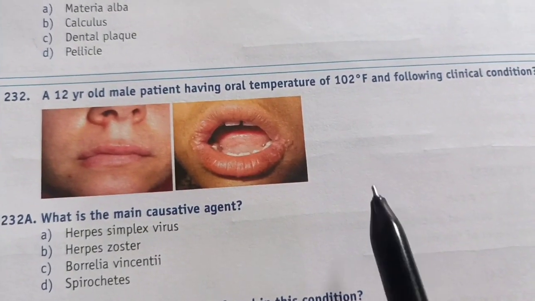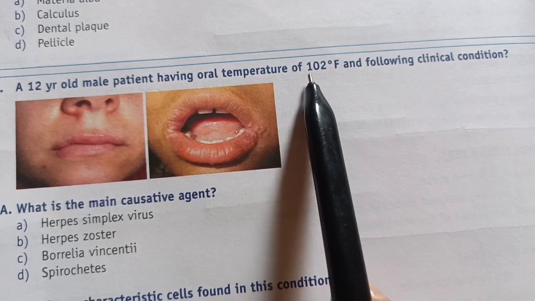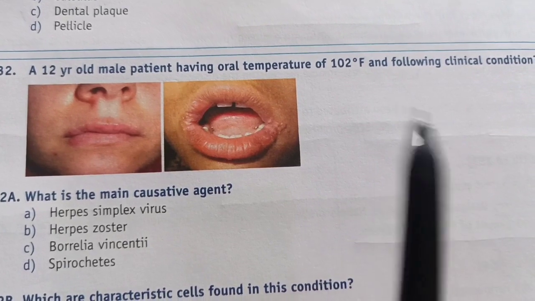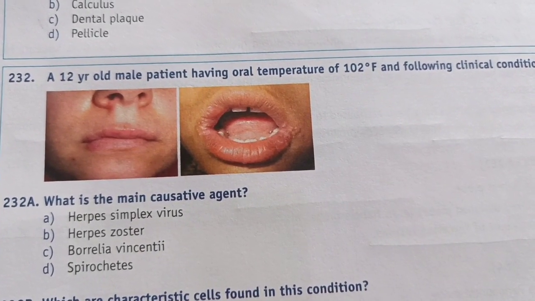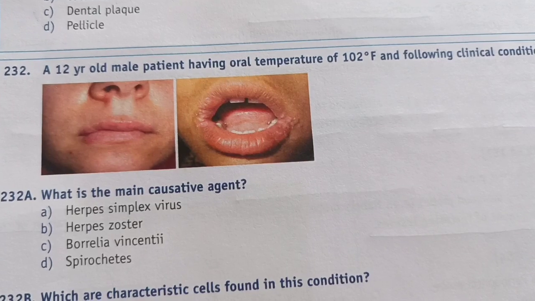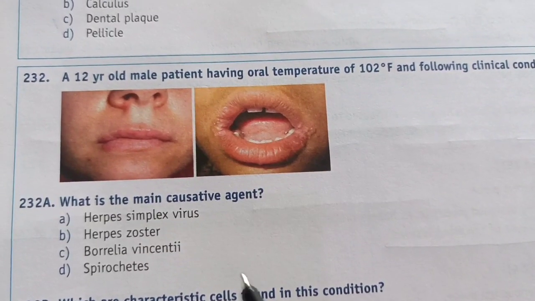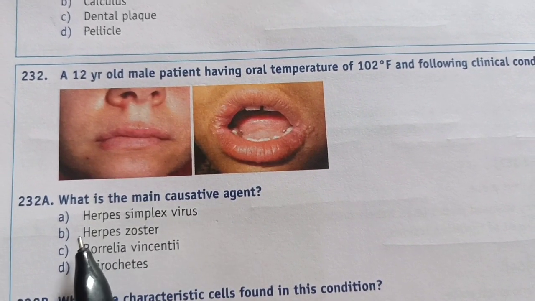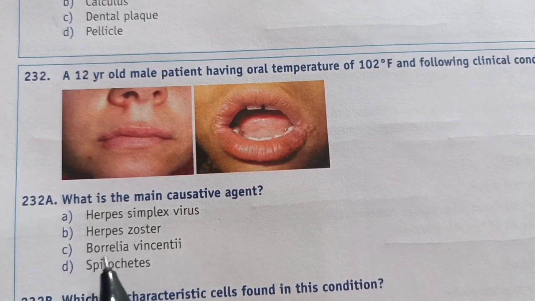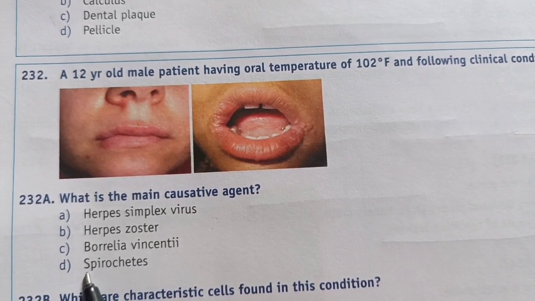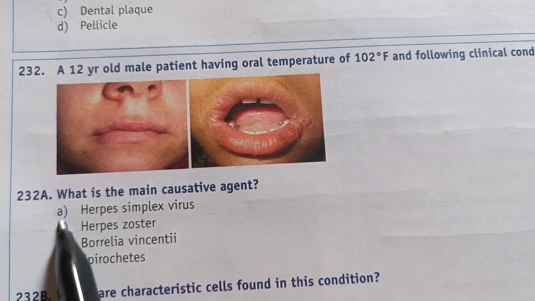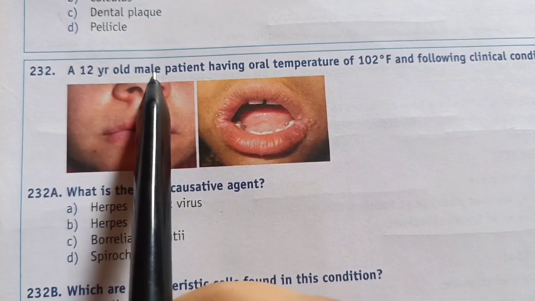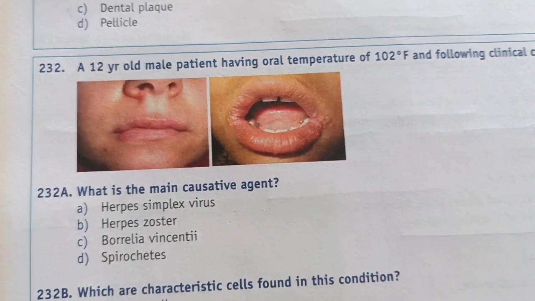Now the next question is, a 12-year-old male patient having an oral temperature of 102 degrees Fahrenheit and the following clinical condition. It's a very important question. Now what is the main causative agent of this? Option A, herpes simplex virus, option B, herpes zoster, option C, Borrelia vincentii, and option D, spirochetes. So the right answer is herpes simplex virus. There is fever and the age also, so we go with option C, herpes simplex virus.